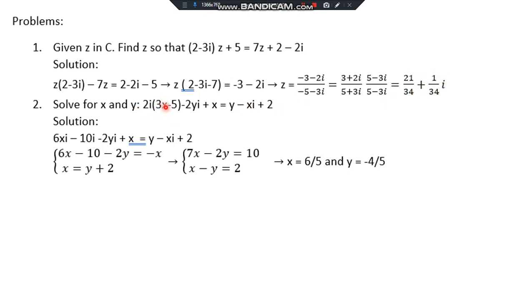Solve for x and y. We did this in video number 1, just a refresh. You expand 6xi minus 10i minus 2yi plus x equal y minus xi plus 2. Real equals real, imaginary equals imaginary. If you start with the imaginary, 6x minus 10 minus 2y equals minus x. The things without i, the real part: x equals y plus 2. So here you have two equations, two unknowns. You can use your calculator, you can use the addition method or the substitution method. You can get x and y.